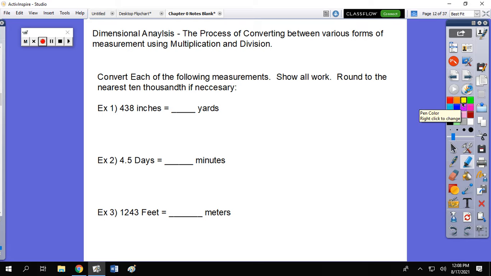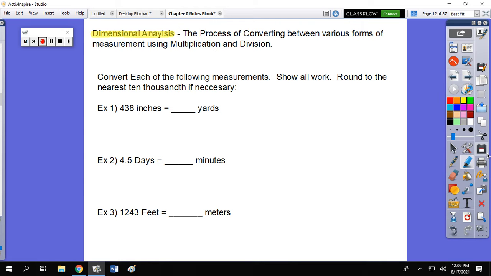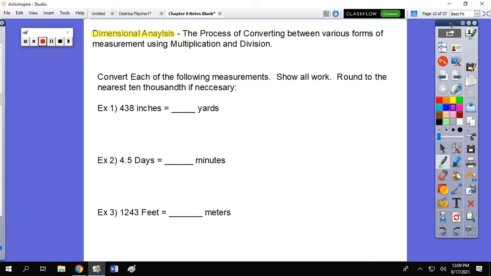Dimensional analysis is the process of converting between various forms of measurement using multiplication and division. That could be distance, it could be time, it could be weight, it could be force, it could be rate. Anything with units, we can use dimensional analysis to convert back and forth between the different units. And as one of our very famous chemistry teachers here at Speedway would say, if you can carry out dimensional analysis, you can rule the world. Because it gives you an unbelievable amount of power over problem solving. If you're able to carry this out, you can solve problems really well.